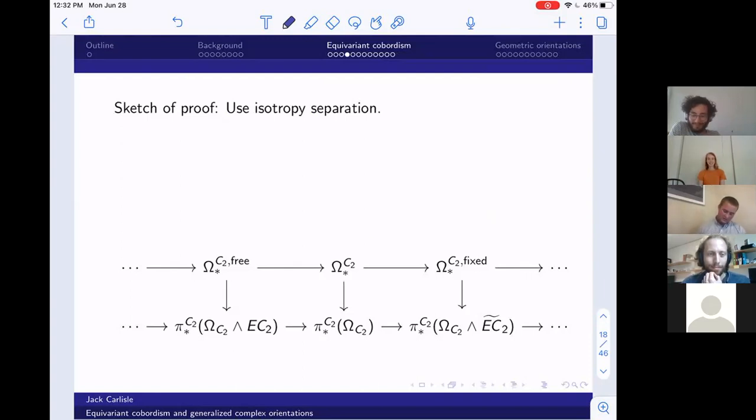So in any case, the idea is this. In the bottom row of this diagram, we have the so-called isotropy separation sequence.